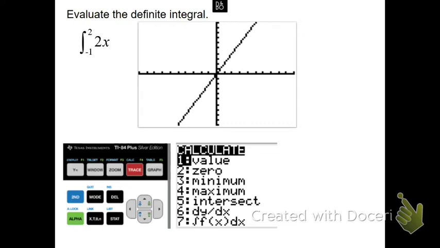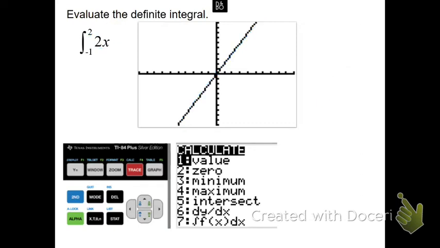Okay, so I've graphed just the line y equals 2x. So this is just the line y equals 2x, okay? And you can see it has a y-intercept of 0 and a slope of 2, up 2 over 1. And that's where that line came from, okay?